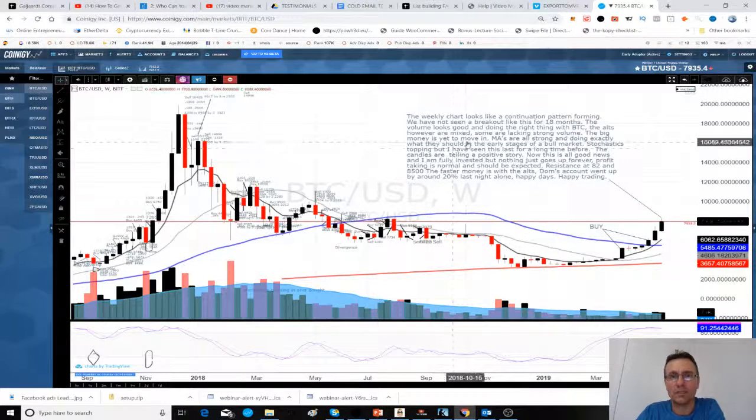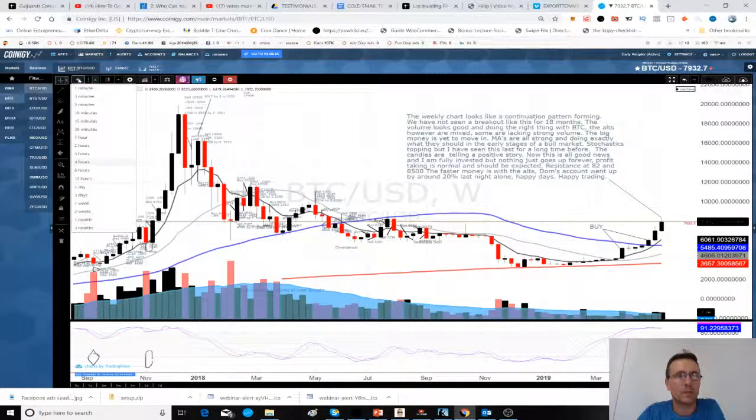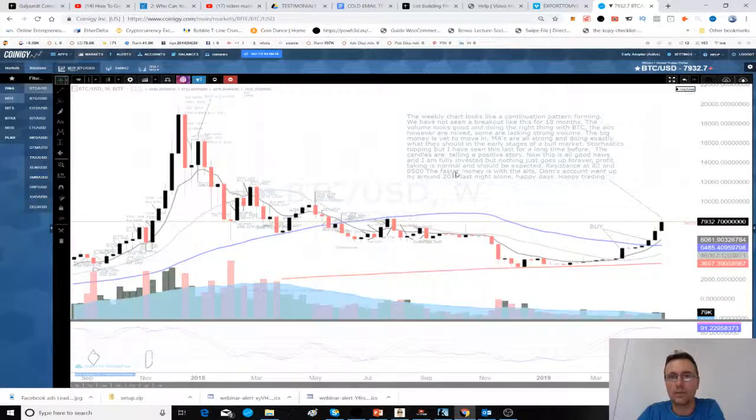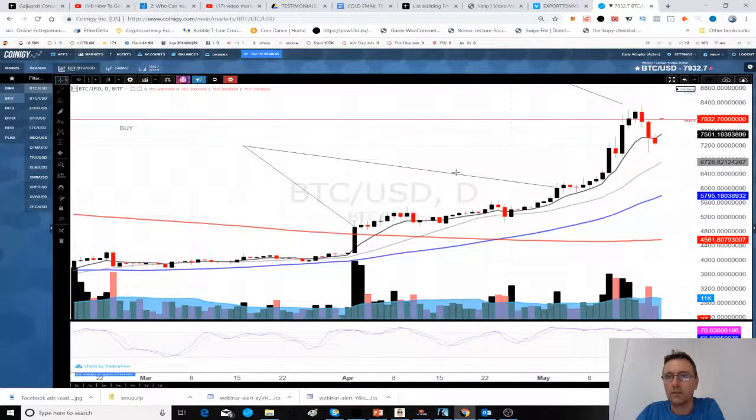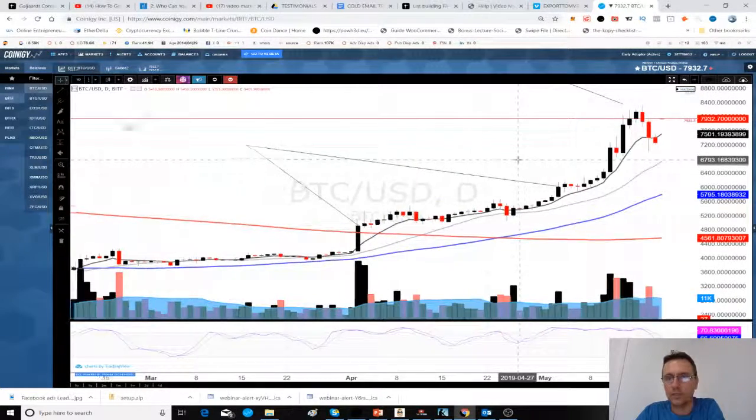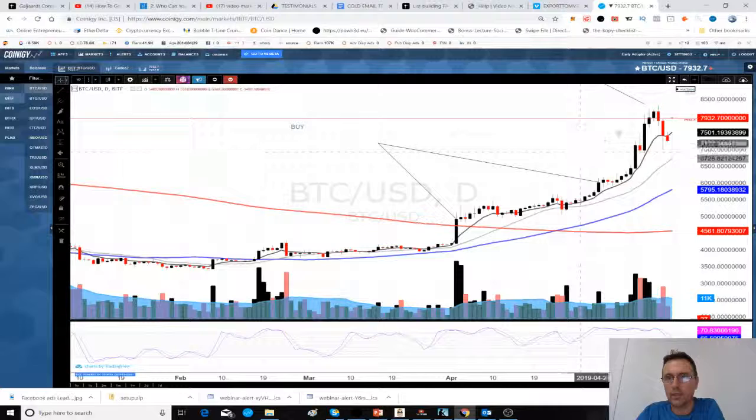So the first thing, there's four main things that I look at with crypto, actually with any charts. And the first thing is the candlesticks. This is on the weekly chart, so I'll just move that over to the daily chart. We'll have a closer look. So looking at the daily chart, the first thing that I'll look at is the candlesticks on the daily chart.